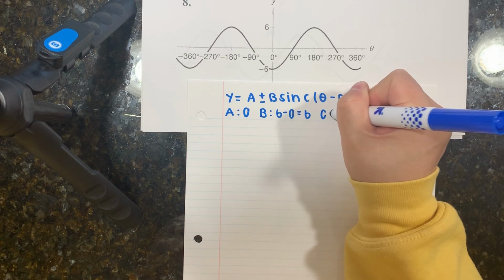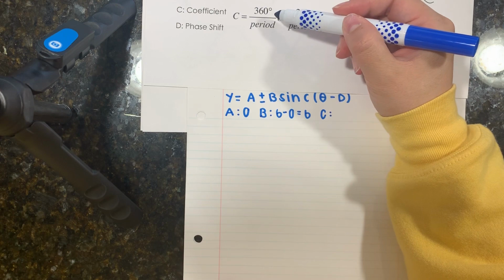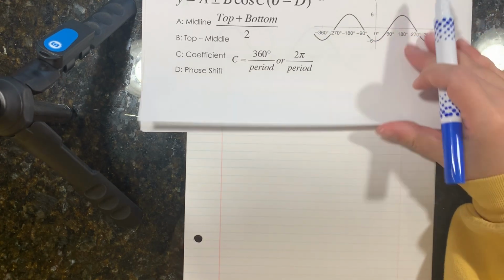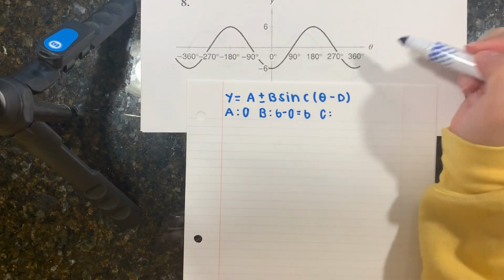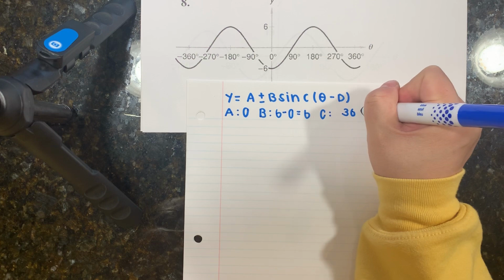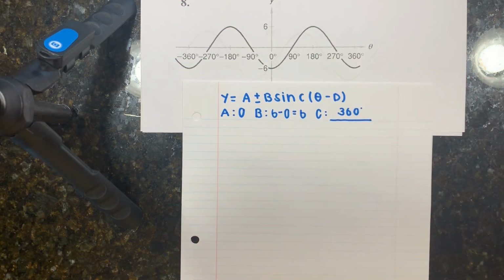Then step 3 would be to calculate c. C is going to be either 360 divided by the length of the period or 2 pi divided by the length of the period. This is number 8, and it is in degrees, so I'm going to do 360 degrees divided by the length of the period. Again, I told you guys that there are 3 ways to do this.